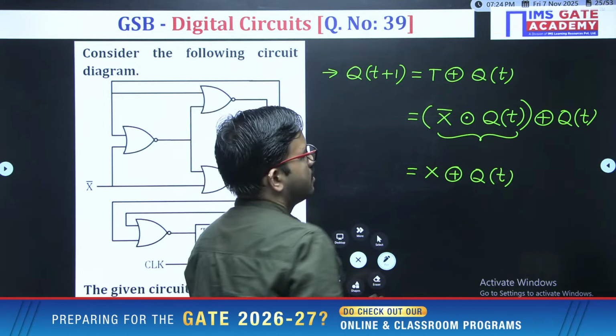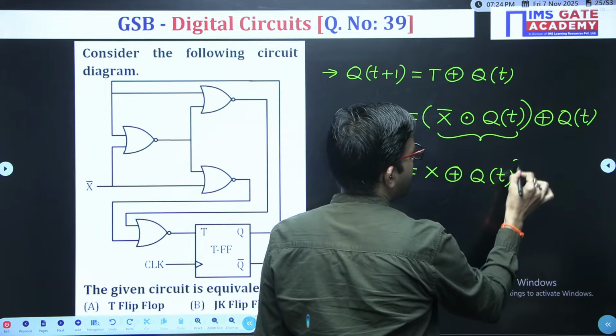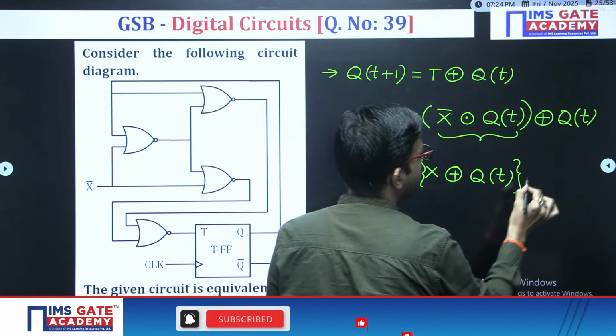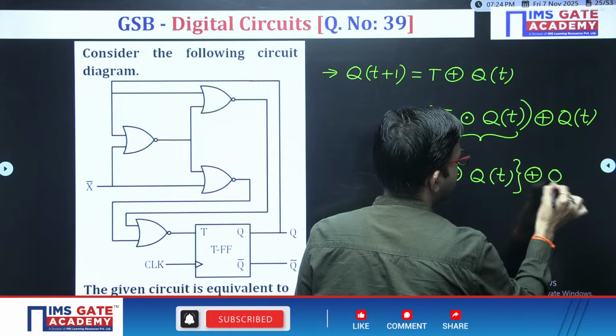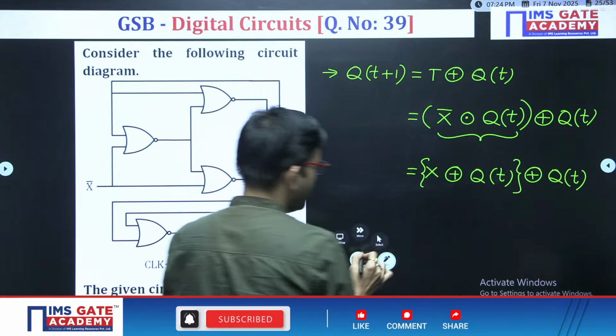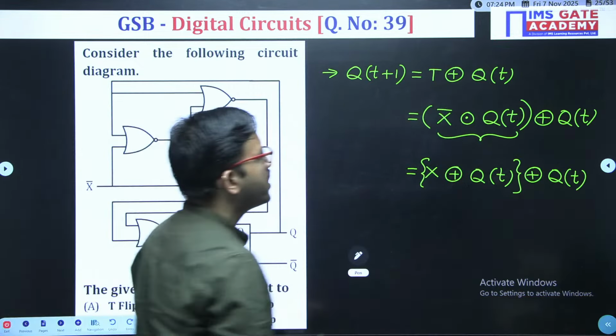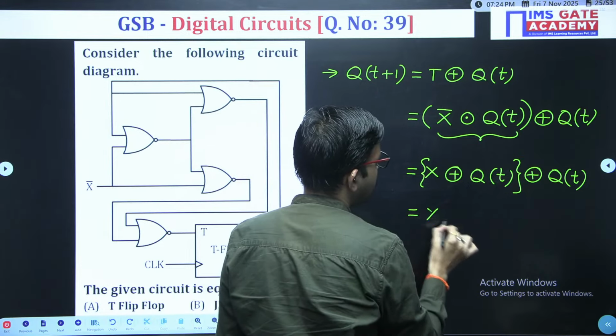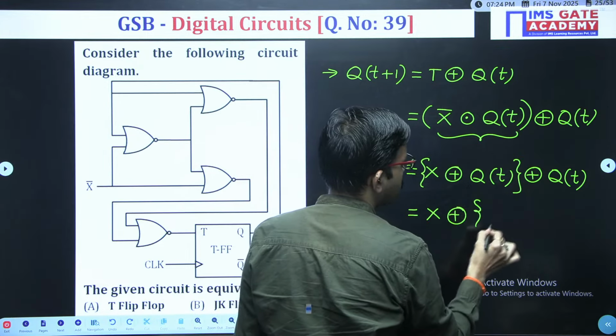Now up to here, you have the exclusive OR and then XOR with Q. Regarding the XOR operator, we know that it satisfies the associative law. You can perform the operation among any 2 variables first and then with the third variable. So you can rearrange this.